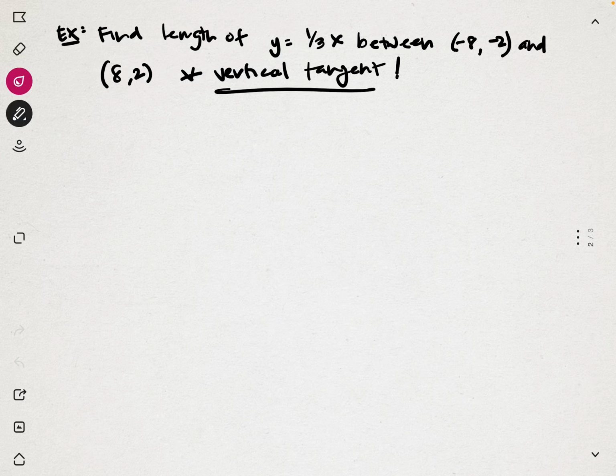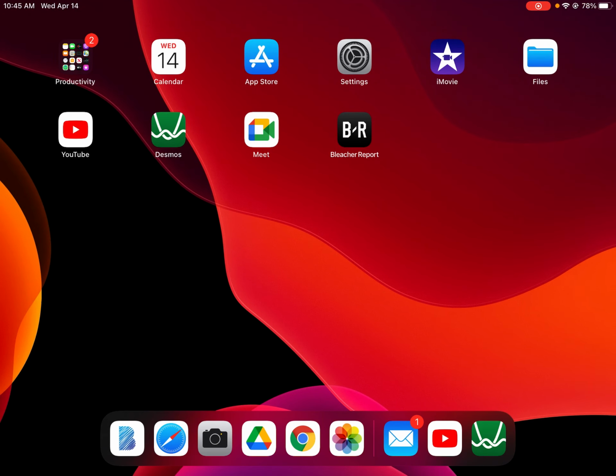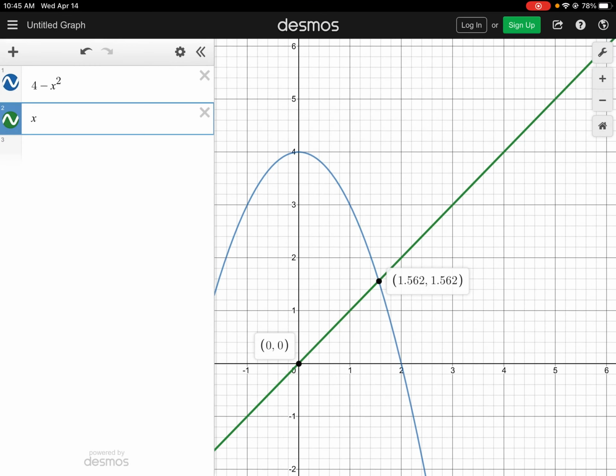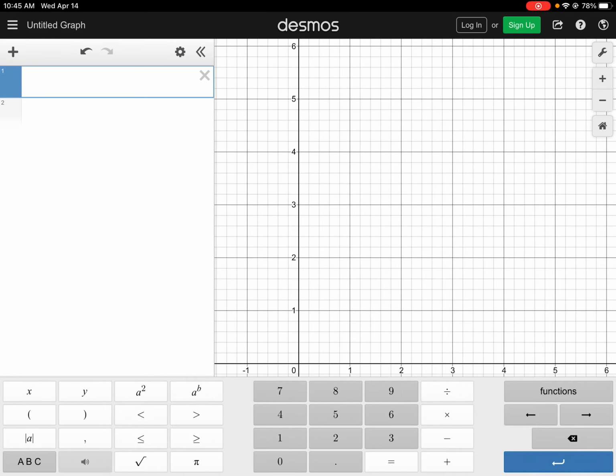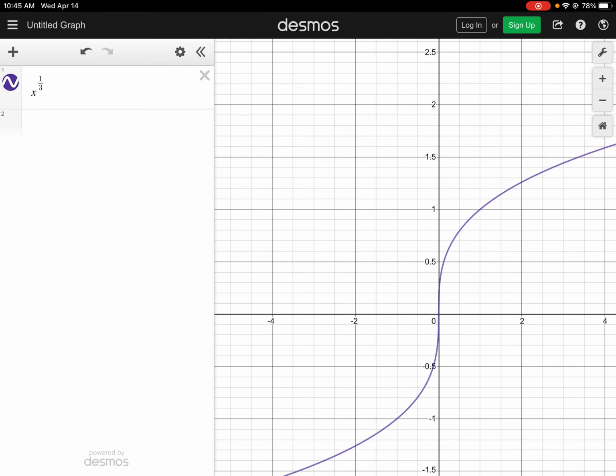It's asking us to find the length of y equals x to the 1/3 between (-8, -2) and (8, 2). So it's noting here there's a vertical tangent. So let's graph x to the 1/3. Do notice that at 0 we'd have a vertical tangent, which is going to mess up our calculations a little bit because we're trying to go from (-8, -2) to (8, 2).